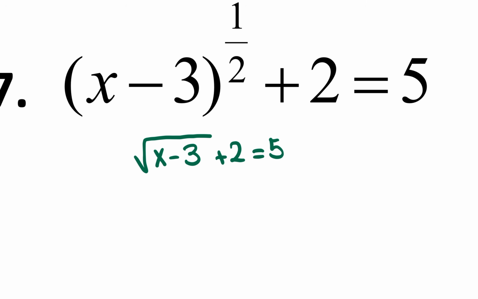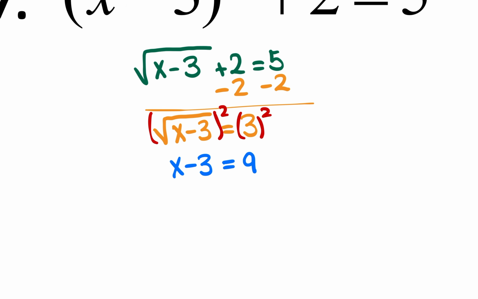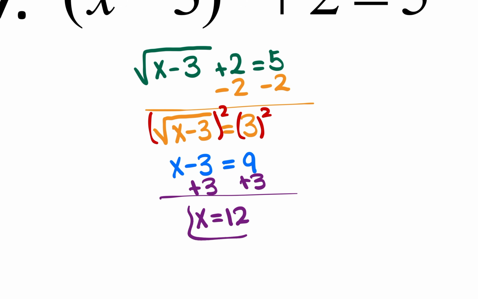Then I will solve this in the normal format, okay? Which is what? Subtract 2 on both sides. This will leave me with the square root of x minus 3 is equal to positive 3. I will then square both sides. This will leave me with x minus 3 on the left, and on the right-hand side, we have 9. Then I will add 3 to both sides, plus 3, plus 3. This will leave me with x is equal to positive 12 as my final solution.